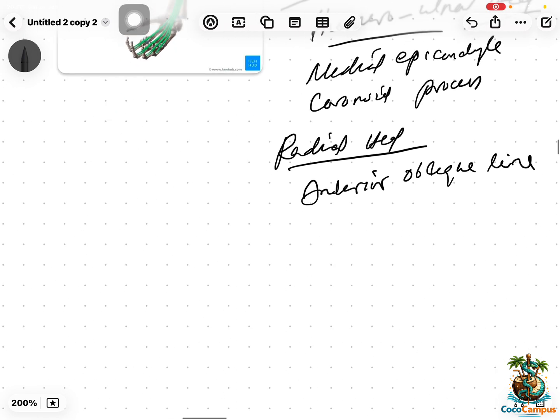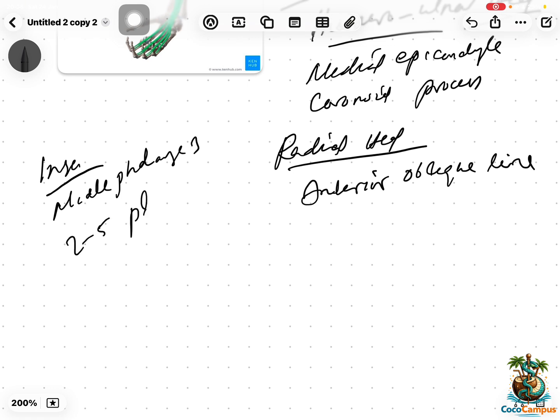Its insertion is at the sides of the middle phalanges of the medial 4 digits. In other words, 2 to 5. Sides of 2 to 5 phalanges. Medial 4 digits.